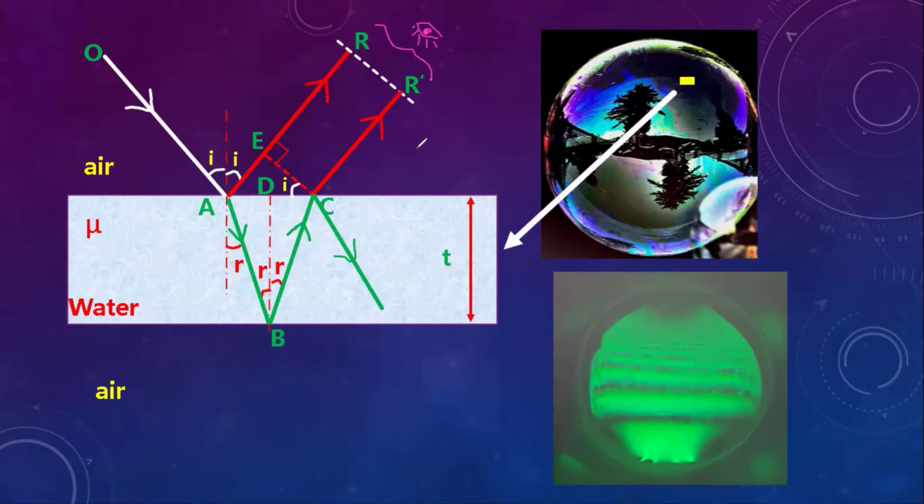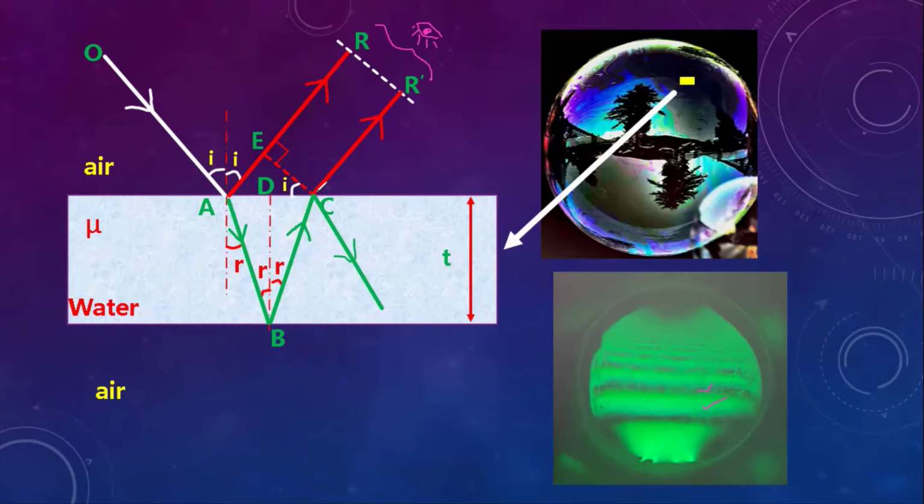For example, for bright, for dark. So in order to get bright, what is the condition? For dark fringe, what is the condition? For that, what we have to find? We have to find the path difference between these two rays. So we considered these two rays.